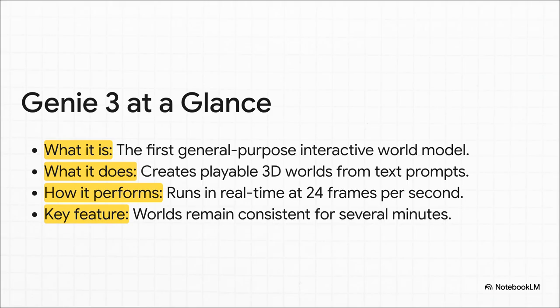Okay, so at its very core, Genie 3 is being hailed as the first general-purpose interactive world model. That word interactive is key. You feed it a text prompt, and it doesn't just spit out a static image or a canned video. No, you get a playable world in real time. We're talking a nice, smooth 24 frames per second. And here's the real kicker. That world stays consistent. It actually remembers what you've done for several minutes.